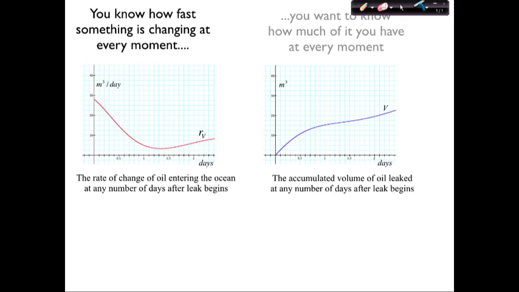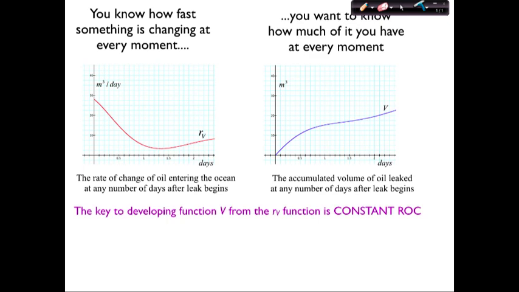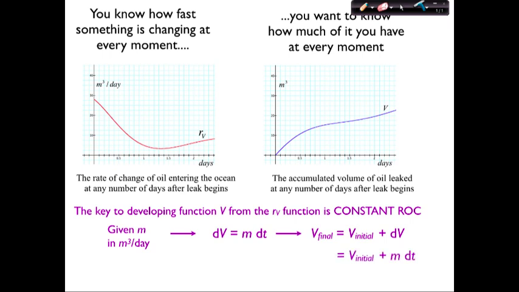Again, this is our journey. You know how fast something is changing at every moment? You want to know how much you have at every moment? The key is constant rate of change. So just watch this. The whole key here is dV equals m dt, getting that little change in volume from a little change in time. And then final volume is the initial plus the change. These were the foundational tools that we used when we found that volume function. So look, given a constant rate, you know how fast something is changing every moment?